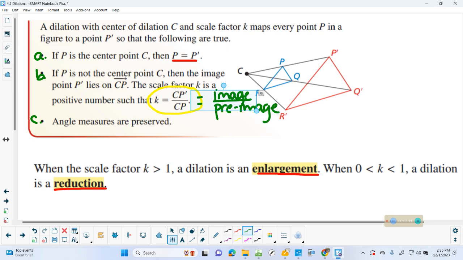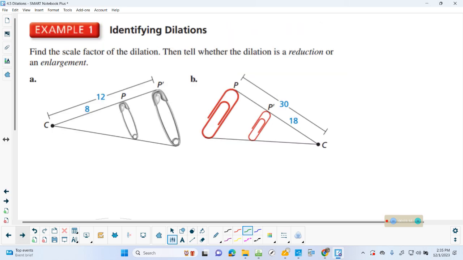So that's really what I wrote in green, what I think of or how I calculate K. I'm not like, oh, is it C to P or P to P? I just think it's the image to the original starting pre-image. Just like on that percent problem that we just went over, that percent of decrease, we divided by the original amount. Same thing here, you're dividing by the original picture, what we call the pre-image. So here we go, super easy.